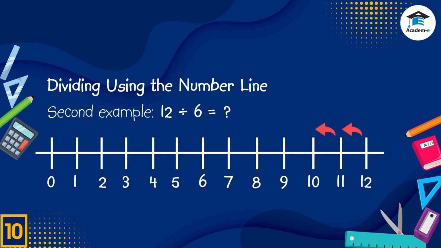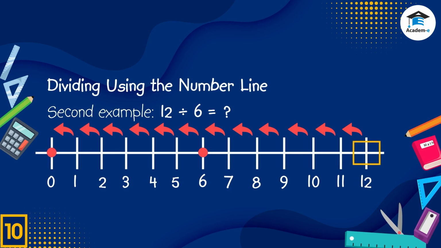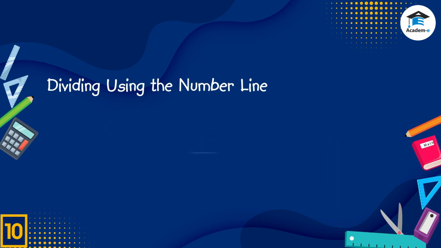1, 2, 3, 4, 5, 6, and put a dot. 1, 2, 3, 4, 5, 6, and put a dot. Now, we have reached 0. Let's go back to number 12 and count all the dots. 1 dot and 2 dots. The answer in 12 divided by 6 is 2. Did you get it? Let's move on to the third example.